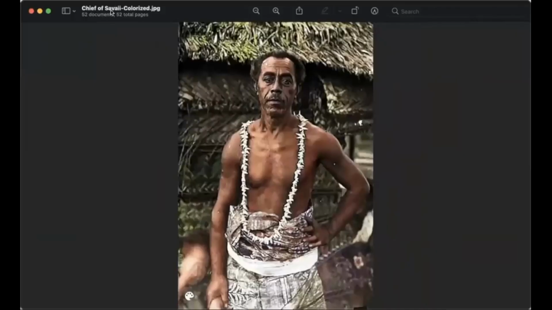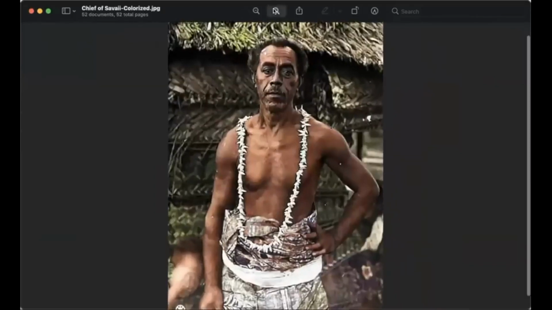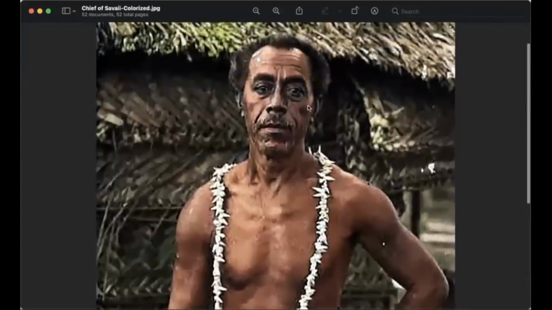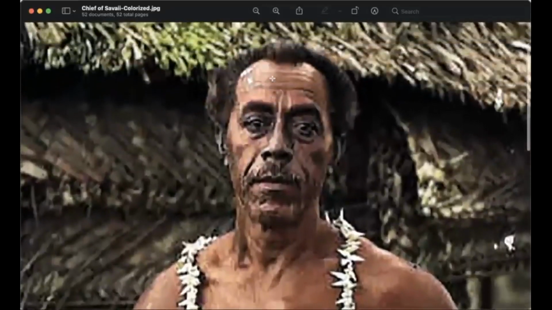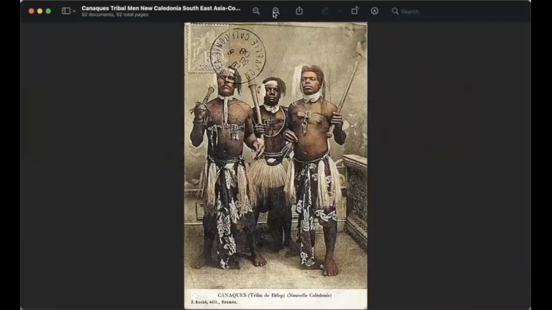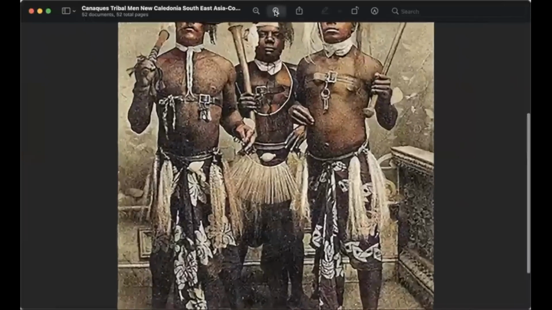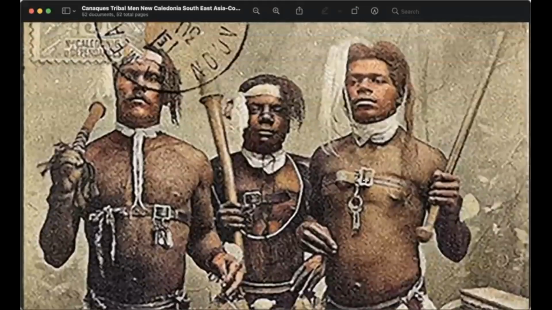This is a chief of the Savai, one of the Samoan islands. The Savai Island, all right? Samoan, original Samoans. New Caledonia. So this is from New Caledonia. Again, Southeast Asians. That's where the book said they were bringing the slaves from. This is what a Southeast Asian looked like, especially, listen, especially 1500s, 1600s, all right? This is a picture from the 1800s, so imagine.